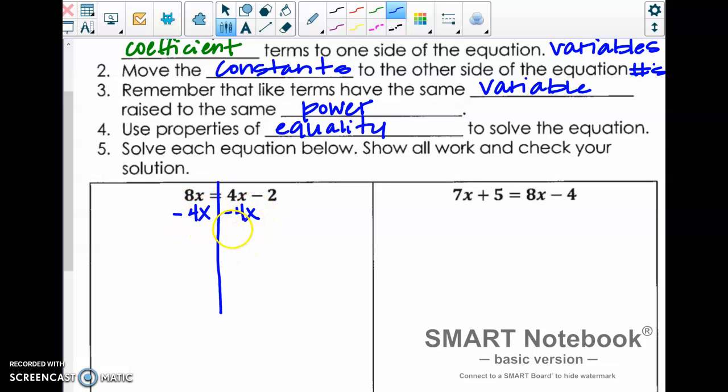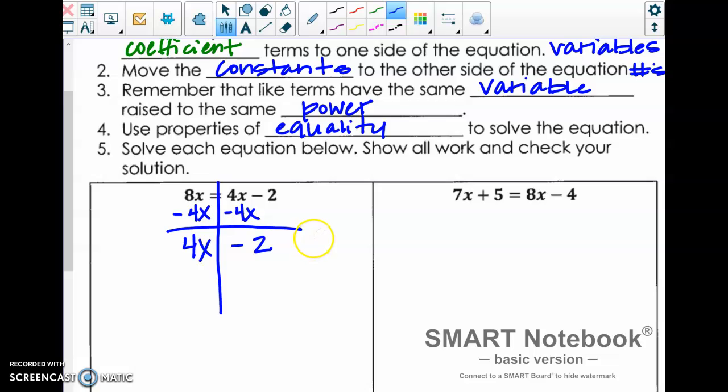So you're asking yourself, which side can I completely get rid of an x? This one makes the most sense because then there'd be x's over here and numbers over here, which is always our goal. So we are going to subtract out the entire 4x. So 4x minus 4x is 0. So all we're left with here is negative 2. On this side, 8x minus 4x is just 4x.